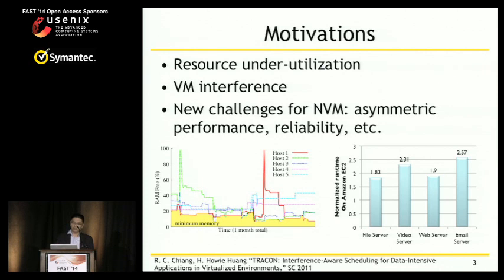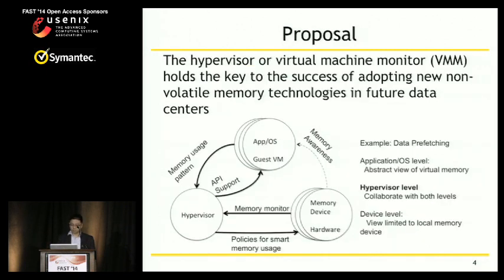There is also performance interference among virtual machines. The figure on your right shows some numbers we presented in our supercomputing paper in 2011, where we see performance slowdown on Amazon EC2 instances when you have many co-located I/O-intensive virtual machines. And last but not least, everybody in this room knows that when we are dealing with non-volatile memory, we have reliability issues. We have asymmetric read and write performance, and also process variance that we have to worry about.